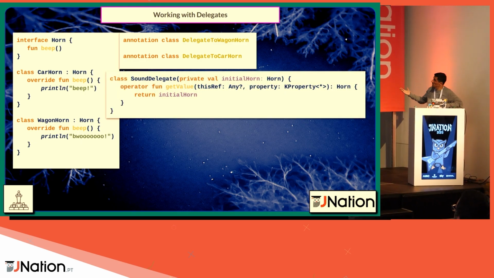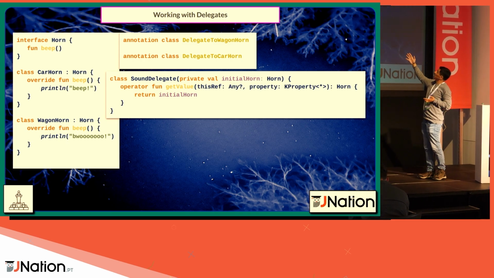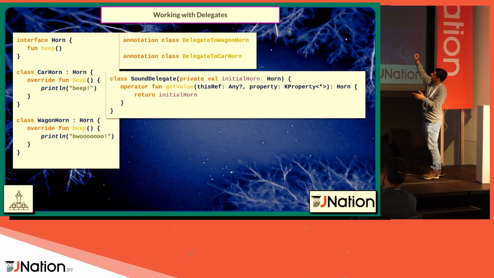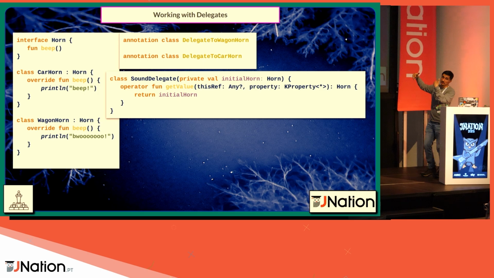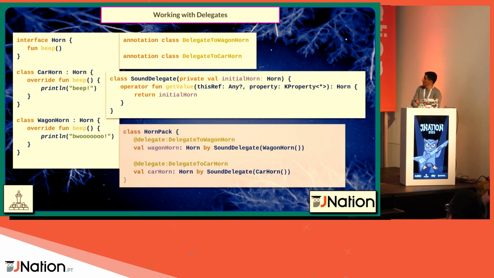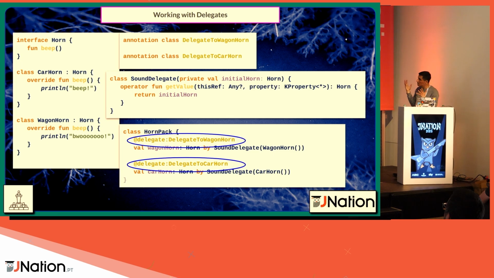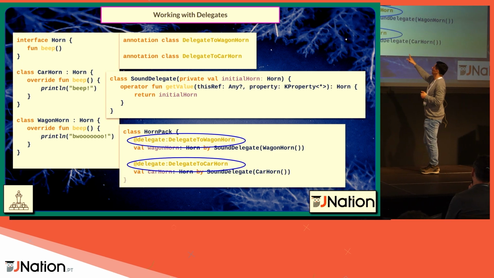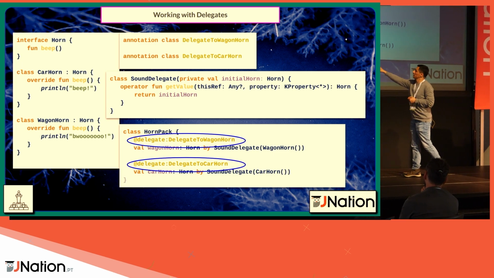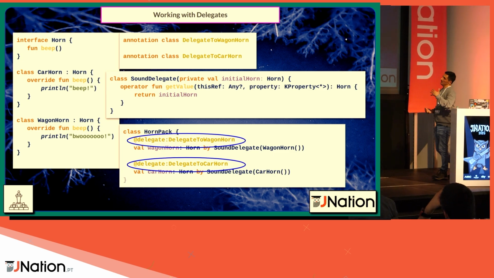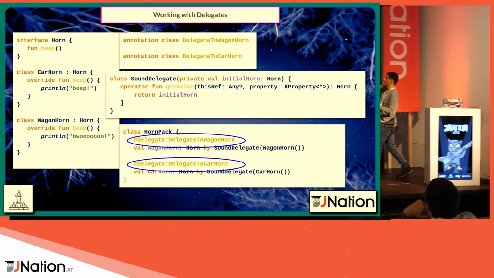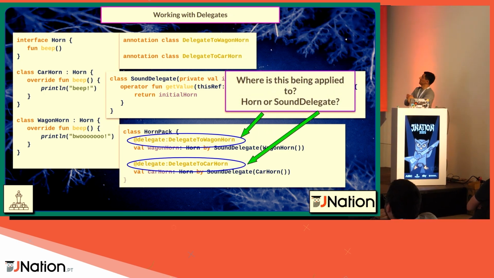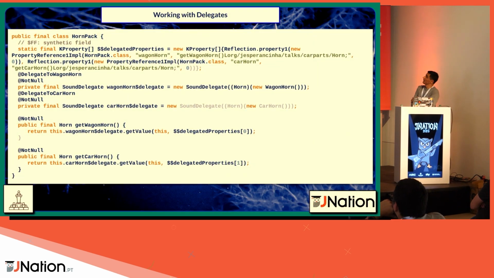Then we've got the delegate itself that has an implementation of getValue. It doesn't have a setter, but the setter is implicit there, where we set which horn we want to assign to that delegate. And here we've got a class, HornPack, where we are applying the use-site target delegate to car horn. So this could be applied either to car horn or wagon horn, or the sound delegate. But because we are applying delegate to it, this gets applied to either one or the other.